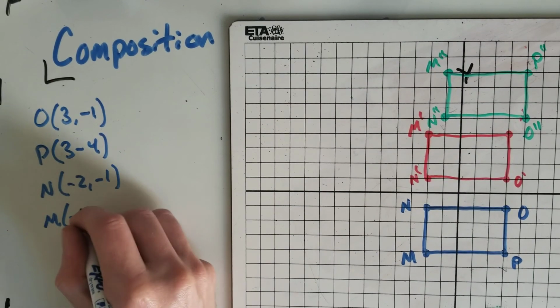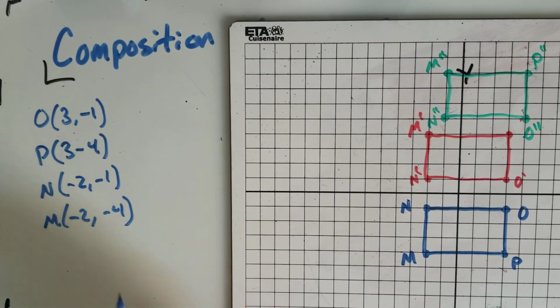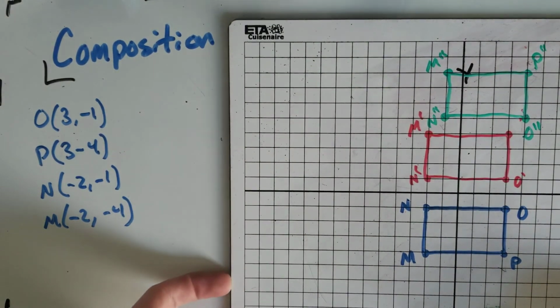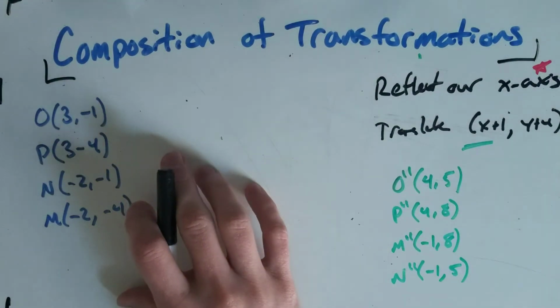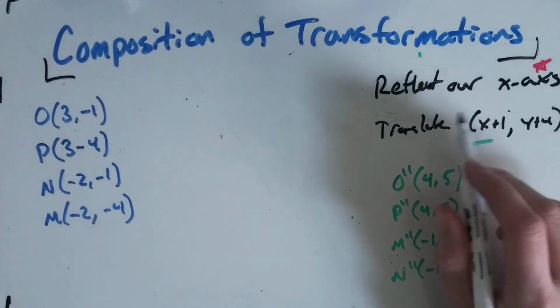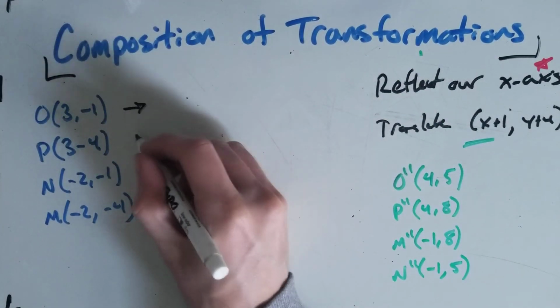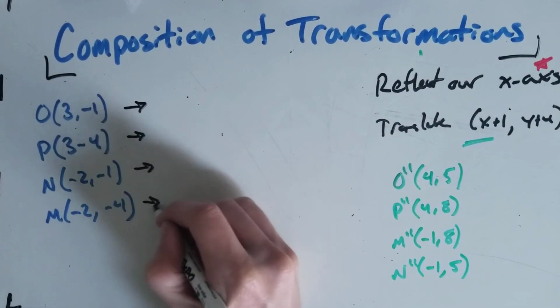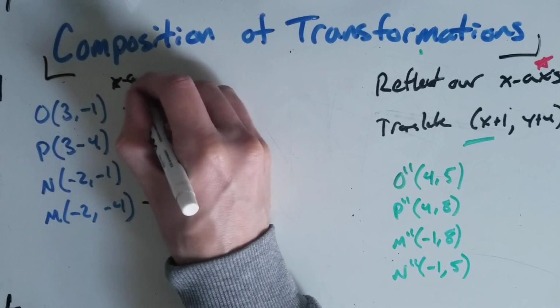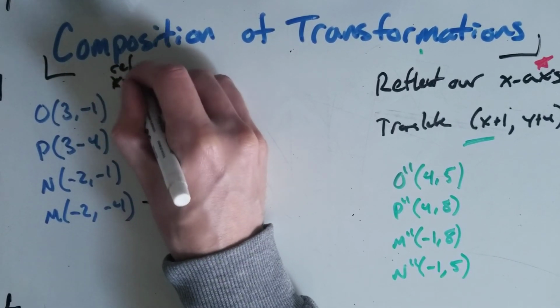So M is (-2, -4). If you don't want to do it on the coordinate plane, or if you're not given the coordinate plane, you can just list the coordinates, or if you're maybe just given the coordinates, then you can use your transformations here. So the first transformation, I'll use a little arrow. This is reflecting over the x-axis.